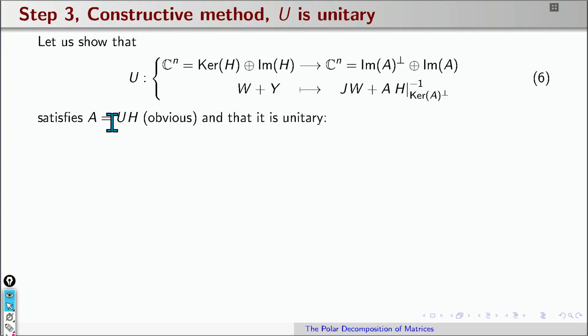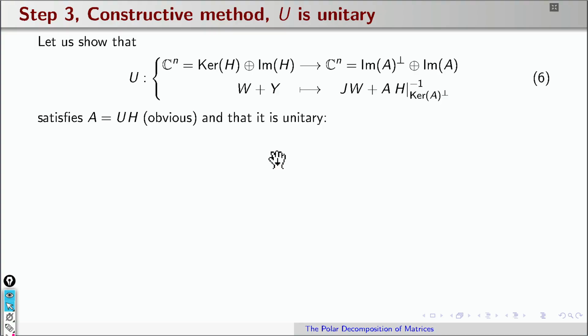This condition is automatically satisfied because when you apply it, Hx will necessarily be in the image, and then it's completely fixed. Here you will never have an element that is in the kernel. So you see that the J, you can choose anything. It just has to have value in the orthogonal of the image of A.